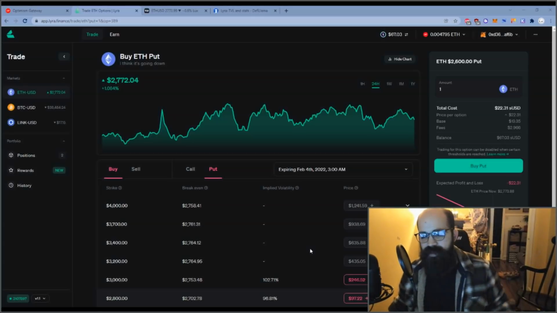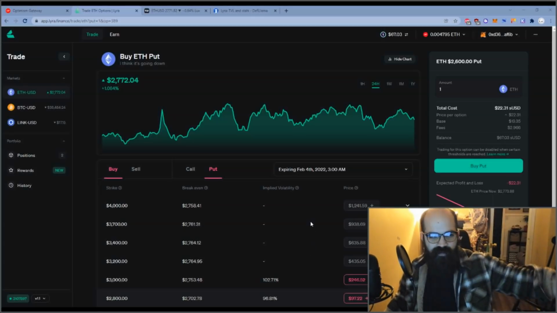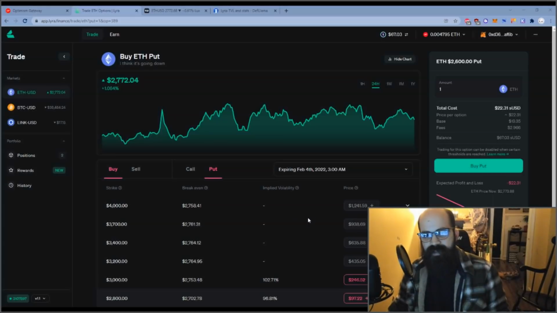But that's going to be available in the coming future. The 12-week rolling options are going to be available in the coming future, and I'm excited for all of it. I do think Lyra is the most robust options protocol in DeFi, and I really like them. So they're not a sponsor. I don't do sponsored videos, but yeah, pretty cool.